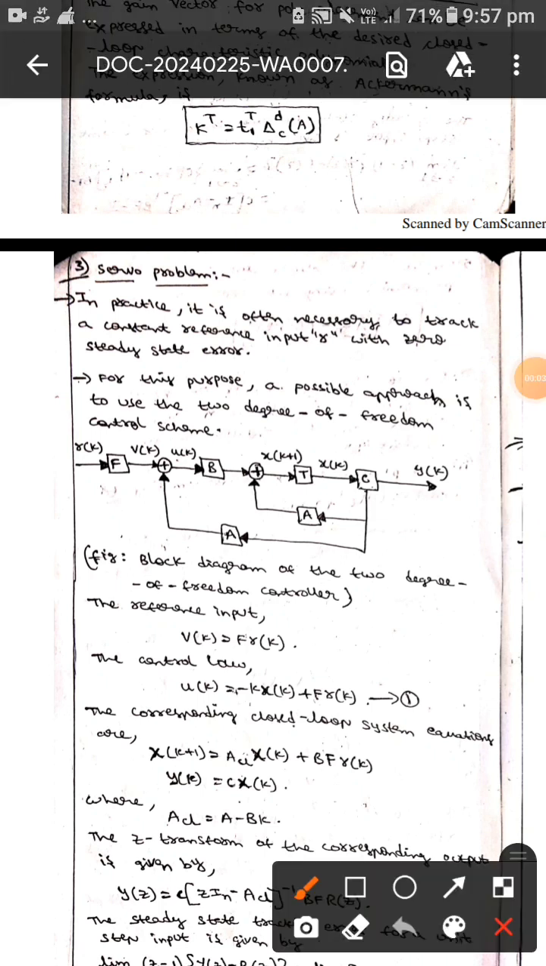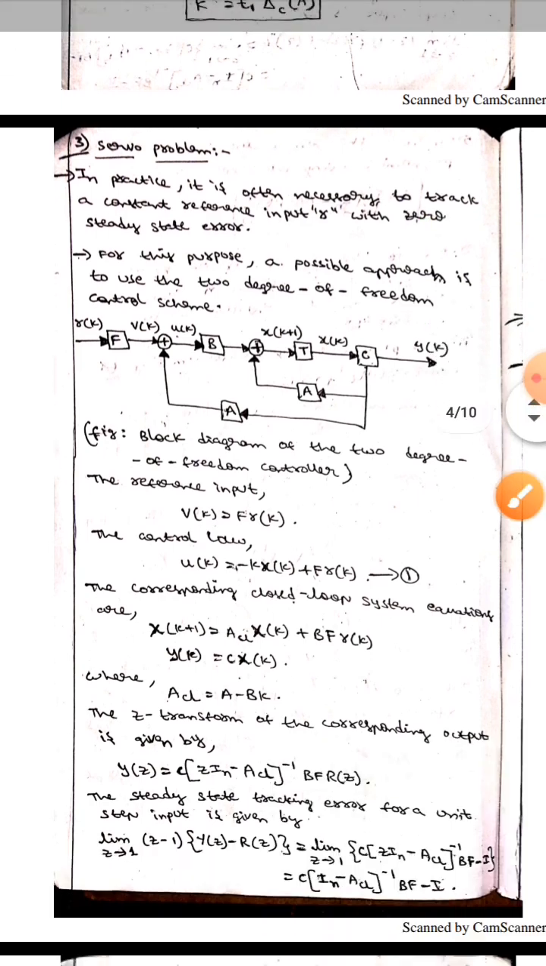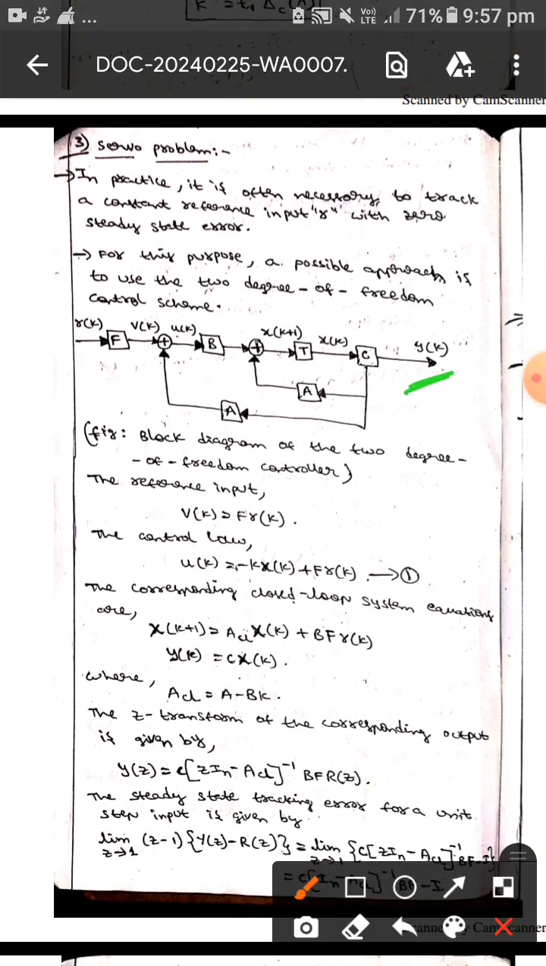Today we are here to discuss the servo problem. In practice, it is often necessary to track a constant reference input R with zero steady state error. For this purpose, a possible approach is to use a 2 degree of freedom control scheme. If you observe here, this block diagram represents the 2 degree of freedom controller. Here the reference input is v(k) = F r(k).